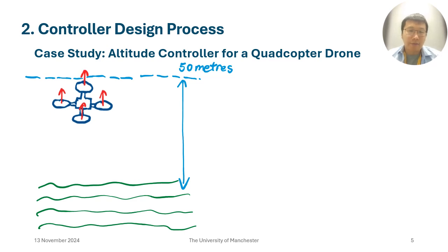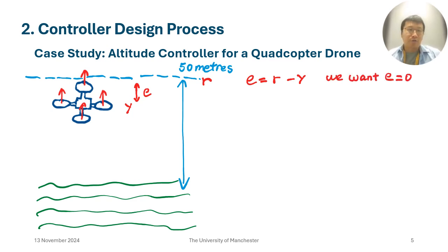But if you apply the controller, there is going to be some error. Y is the output, e is the error, and r is the reference. So basically, we can write the error as e equals r minus y. The control objective now is to minimize this error. Ideally, e equals 0.